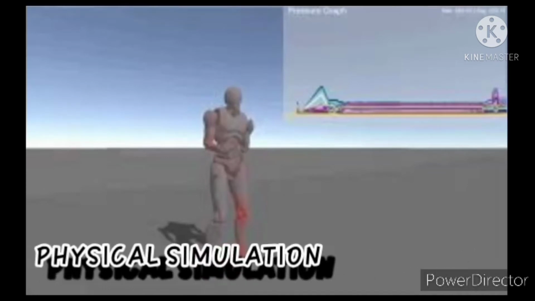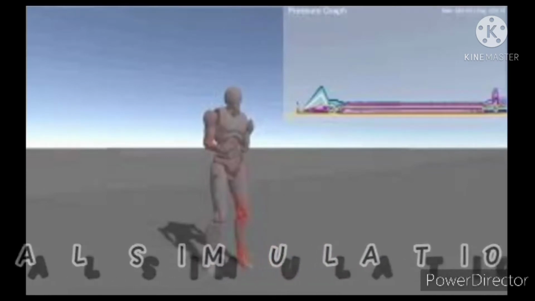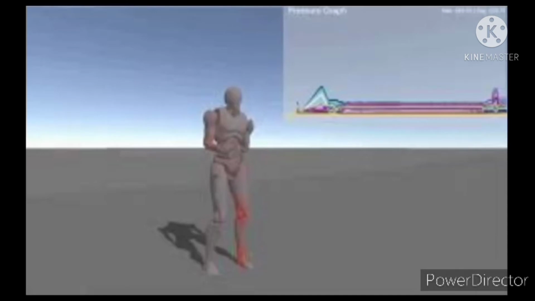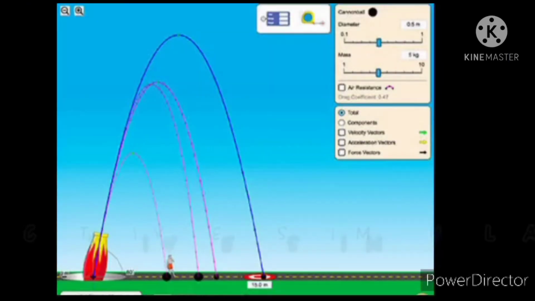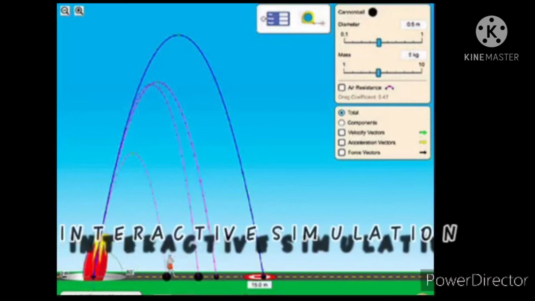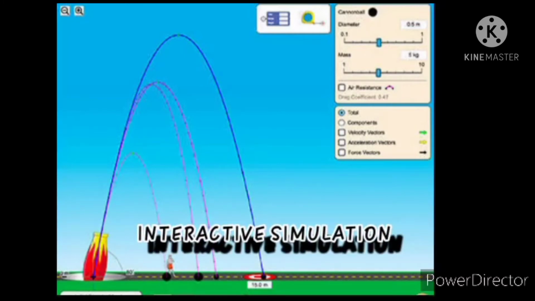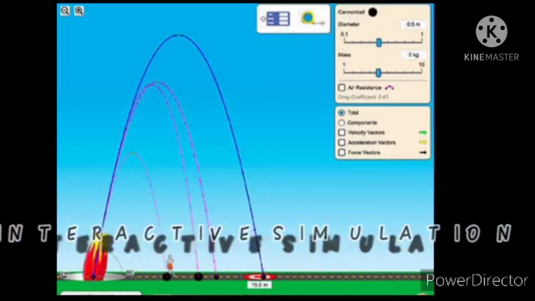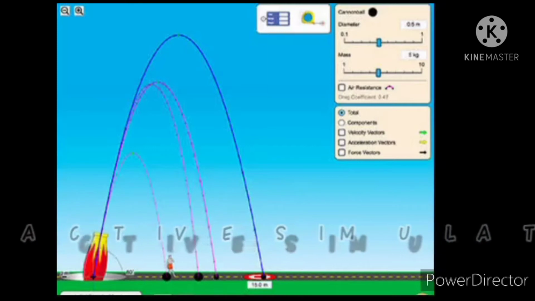Physical simulation is simulation in which physical objects are substituted for the real thing. These physical objects are often chosen because they are smaller or cheaper than the actual object or system. And the interactive simulation. Interactive simulation is a special kind of physical simulation that includes a human operator, such as flight simulation or driving simulation.